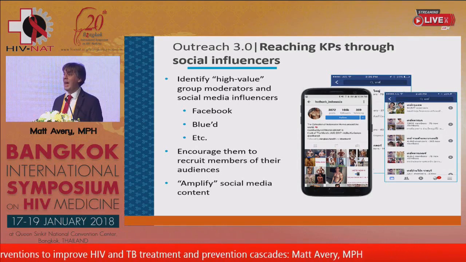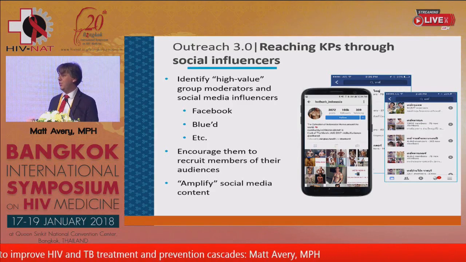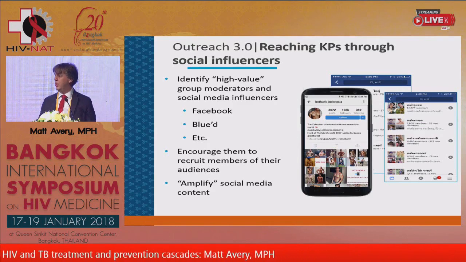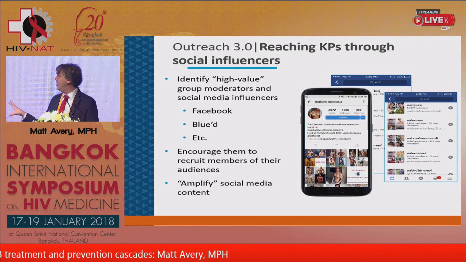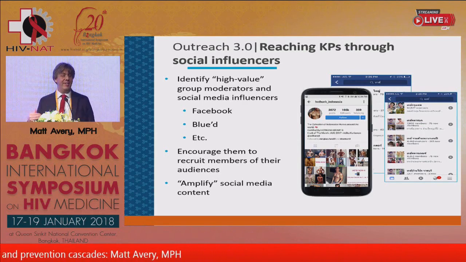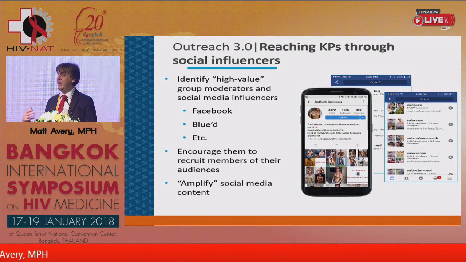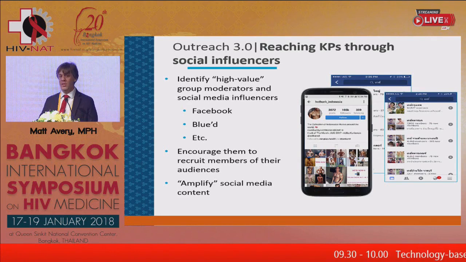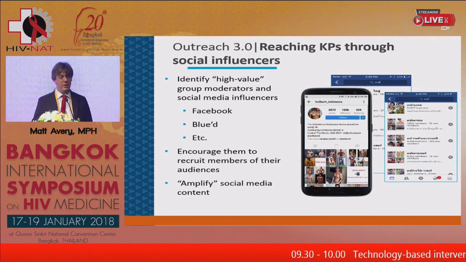And instead of having our outreach workers go into these venues and try to reach people and talk to them about HIV, we engage with these key influencers, asking them to spread information about HIV, about testing, about PrEP, to amplify the content that we generate and share that with their members, and to help us link their members into service delivery like HIV testing where people are interested in that.